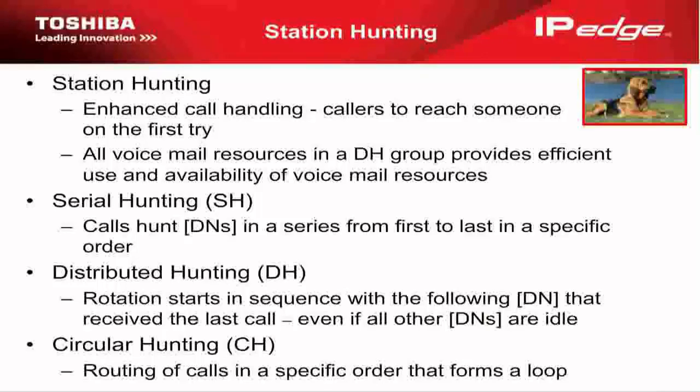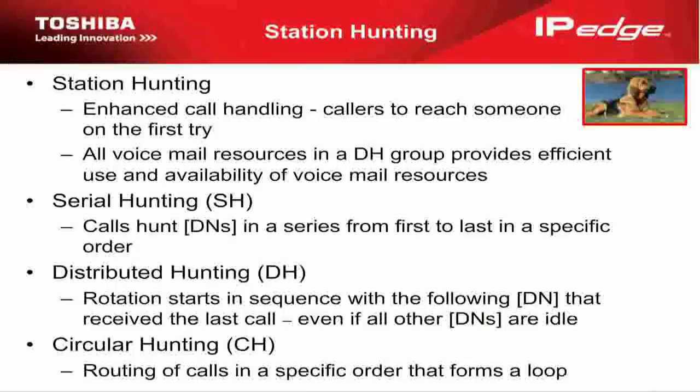Serial hunting. Calls hunt directory numbers in a series from first to last in a specific order. When any DN in the series is called, the system will ring the first idle DN in the series, starting with the called DN, hunting to the last DN in the series. As an option, this type of hunt group can have a unique pilot directory number assigned to it. When callers dial the pilot directory number to reach a telephone in the group, calls will hunt all DNs from first to last.